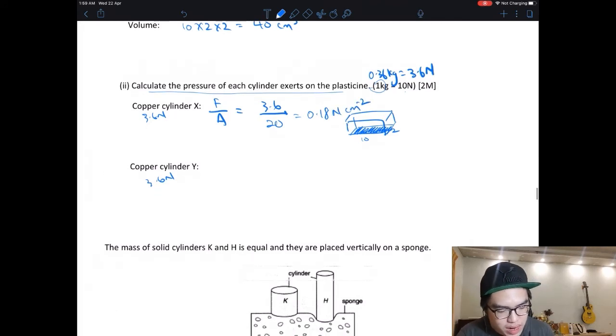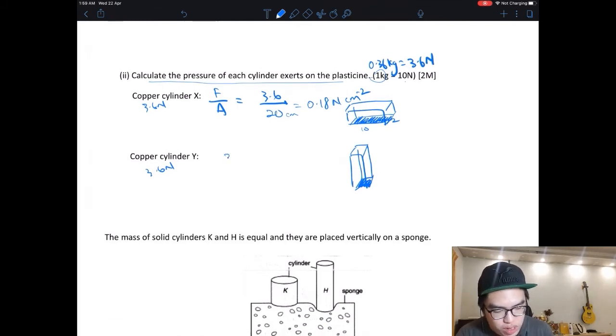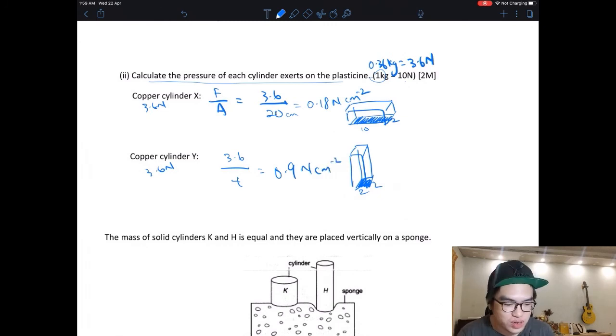But for Y, I hope this makes sense, I'm only using this area. Can you see the area is smaller? So same case here, 3.6 divided by, this is 2 times 2, which is 4. So I would get 0.9 Newton per cm square. So can you see? This one has smaller pressure, because I'm having larger area, although they are the same mass.